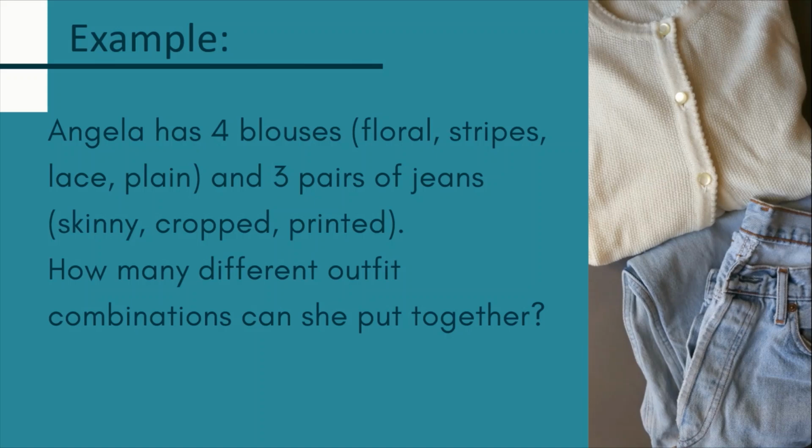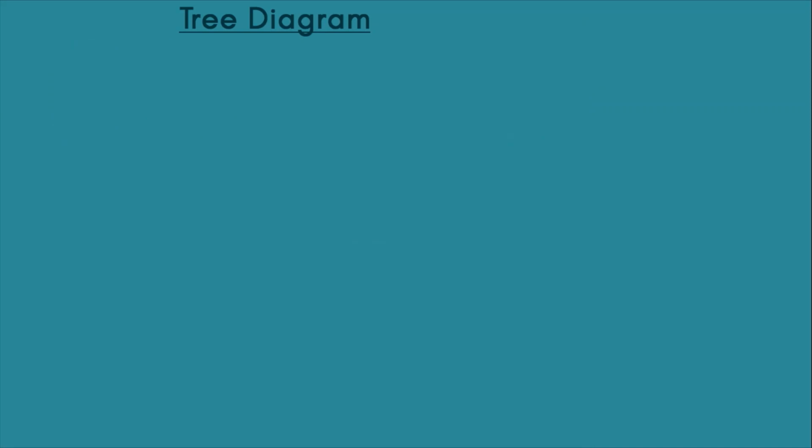Angela has 4 blouses, floral, stripes, lace, plain, and 3 pairs of jeans. Skinny, cropped, printed. How many different outfit combinations can she put together? Ngayon, kung i-analyze natin tong word problem, actually pwede natin siyang mas ma-visualize using a tree diagram. So, ang una muna natin gagawin ay pagpili ng blouse. So, meron tayong apat na choices. Floral, stripes, lace, and plain.